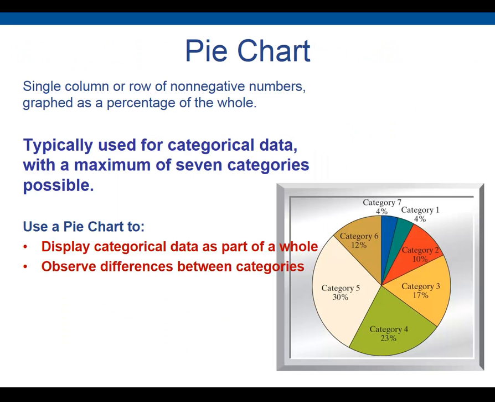How about the pie chart? If you have percentage data and want to display categories as parts of 100%. For example, this category 5 is 30%, it has 30% of our portion.